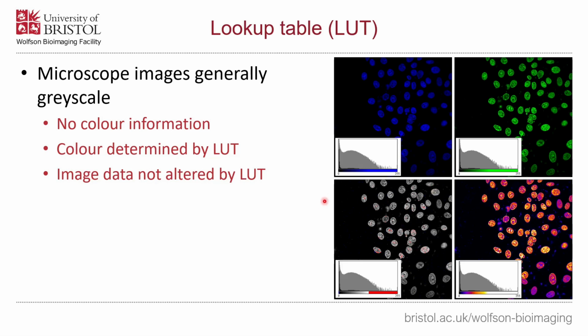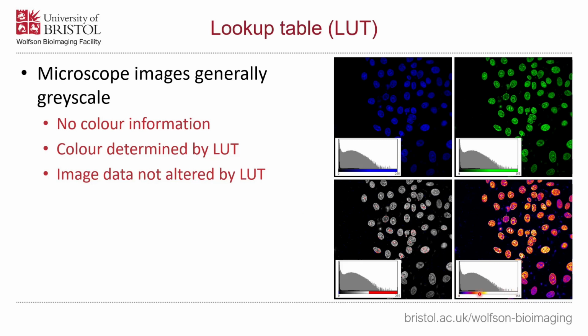You can also change it to have additional benefits. So for example, this one here is called the high-low lookup table, HILO. And what that does is it displays any pixel with the minimum value as blue and any pixel at the maximum value as being red. So this is a very quick way to see whether any pixels in your image have been saturated.